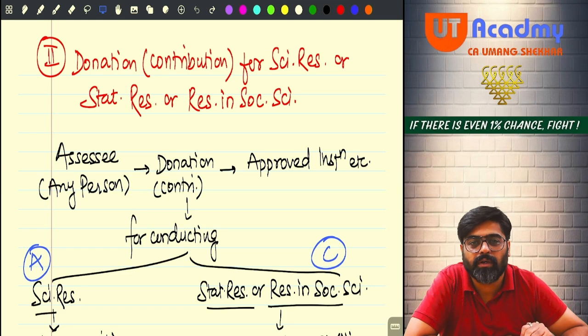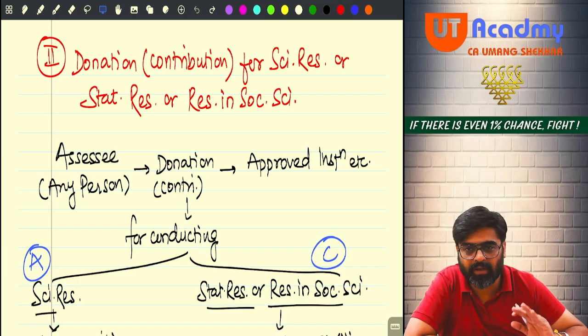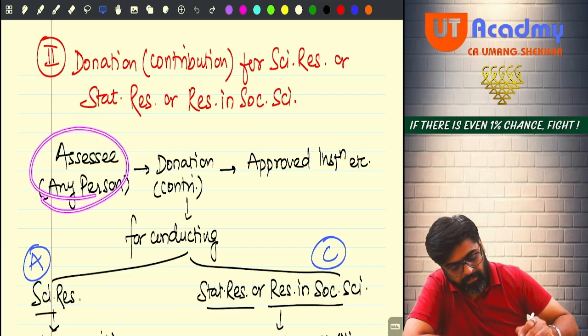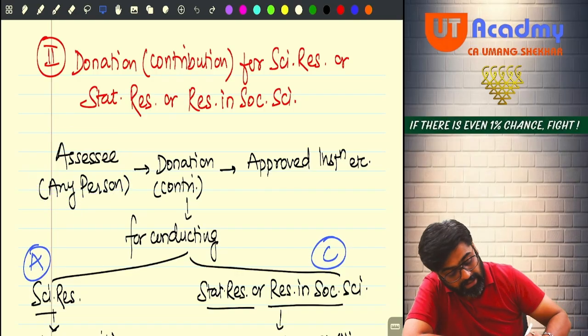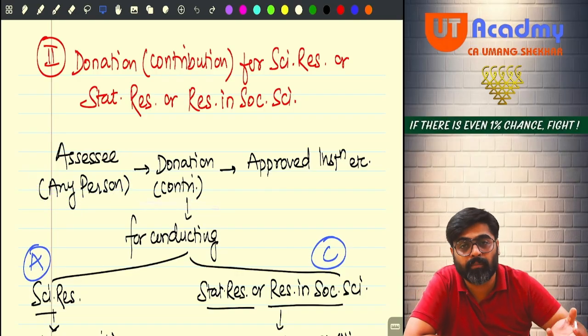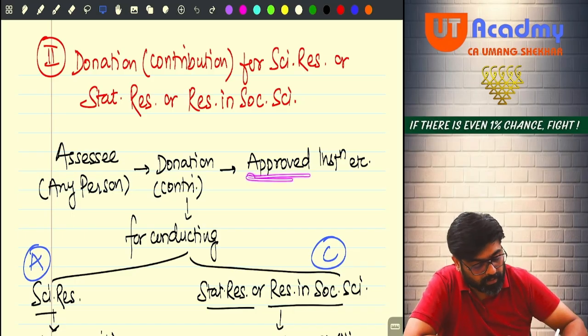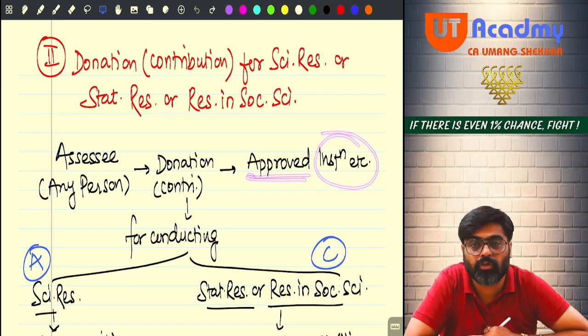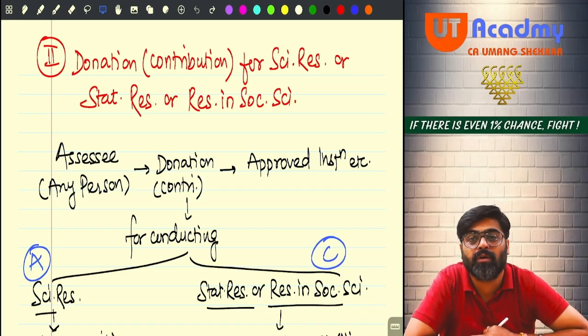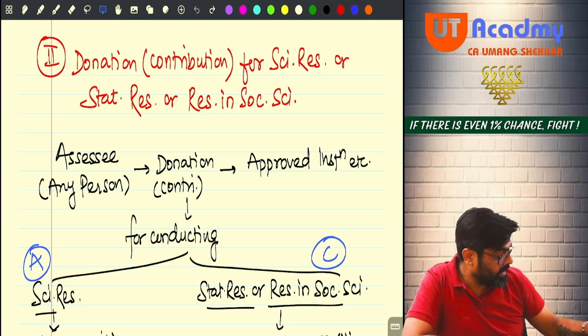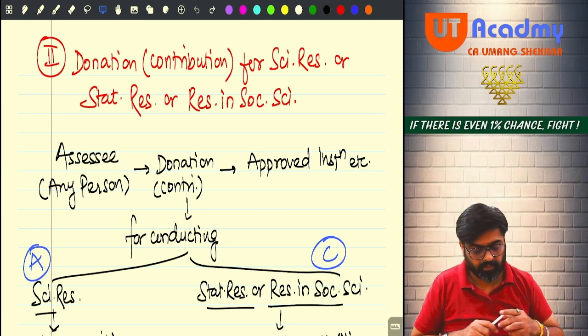Donations for scientific research or statistical research or research in social sciences. Now you are an assessee. You can be any person. You are making some donations or you are contributing money. To whom? To some approved institution, association, organization, college, university, IIT, etc. Yes or no?